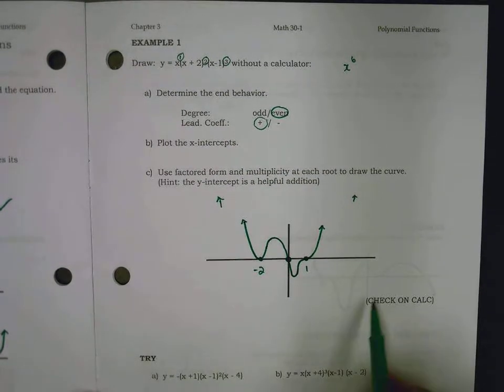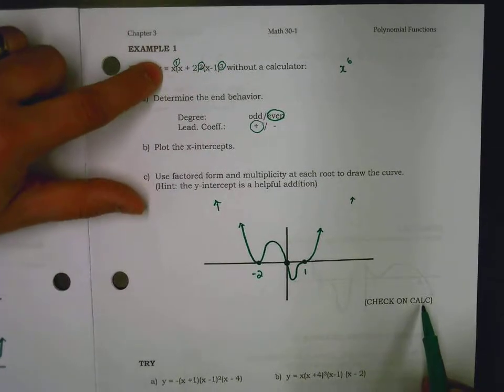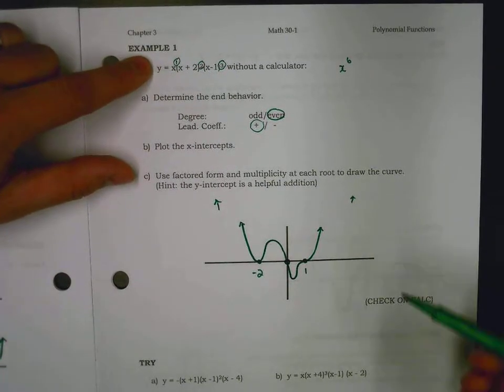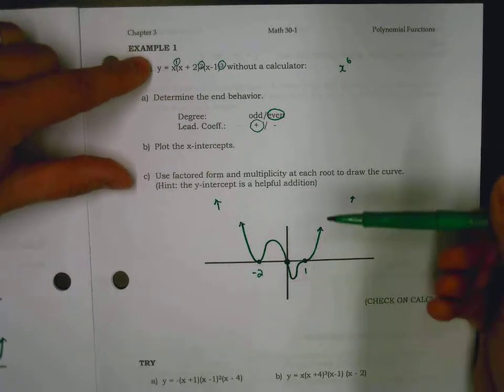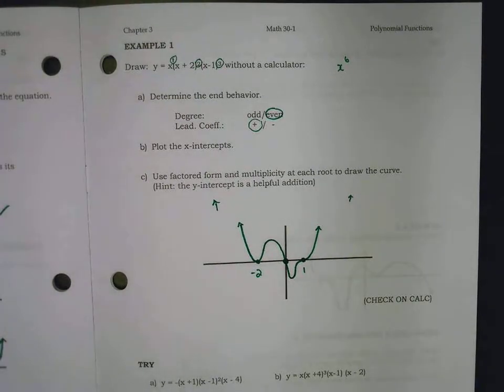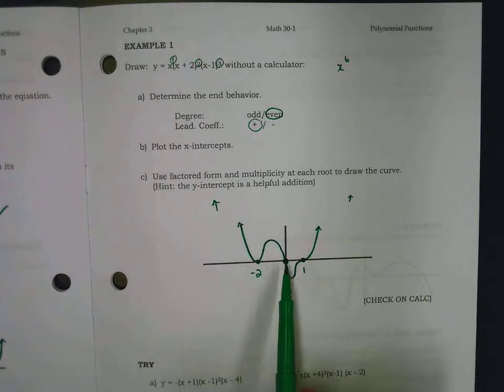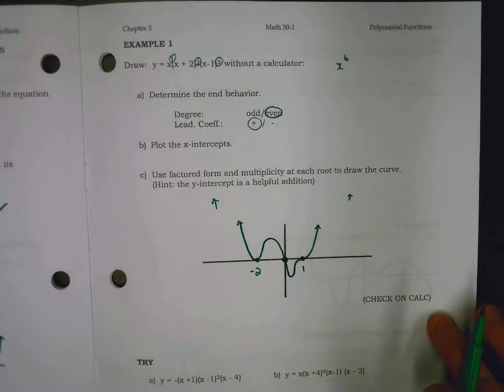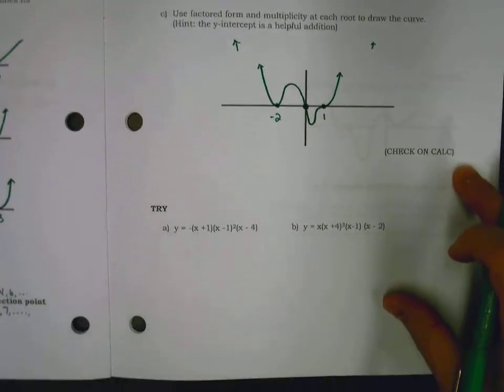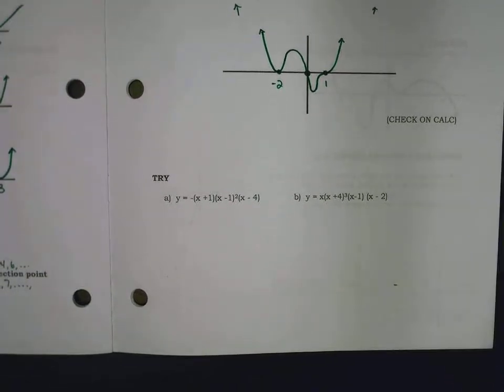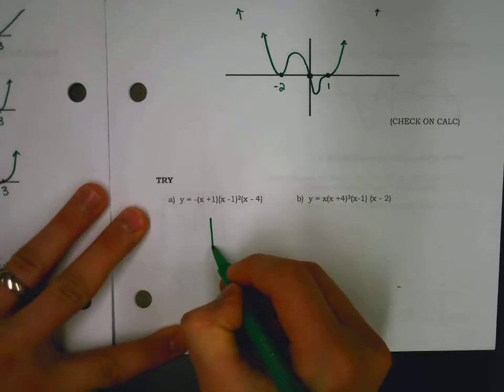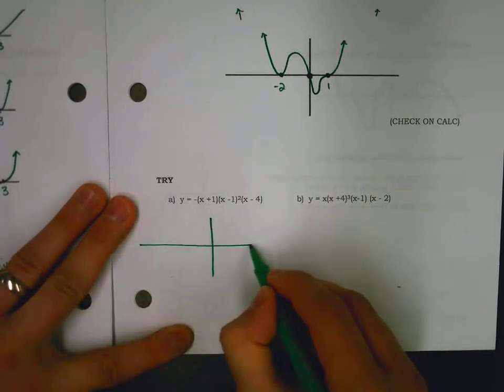If you wanted to check on your calculator, type that in. You might have to change your y value windows and just see if this matches up. The y-intercept is always a helpful addition to see where this kind of goes, but in this case it was right at the origin. So there is 2 more to try, and if you wanted to pause the video, you're more than welcome to. Otherwise, I will continue with both of these.